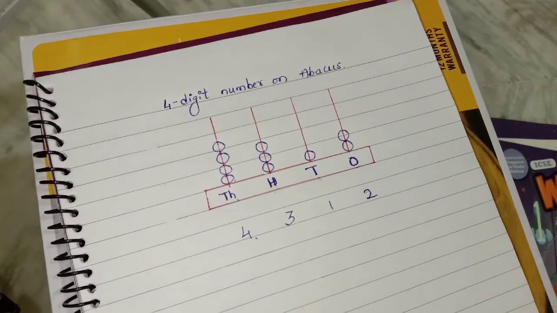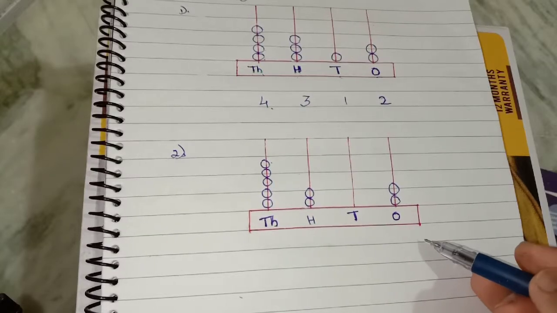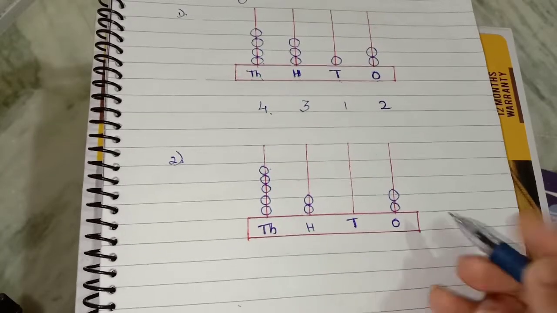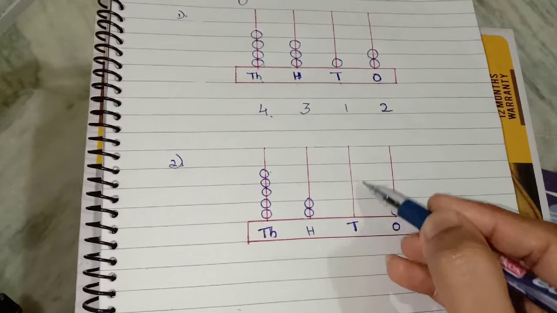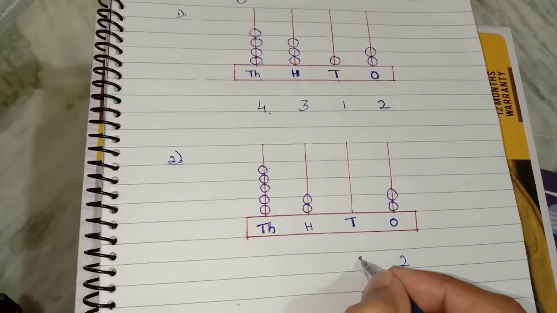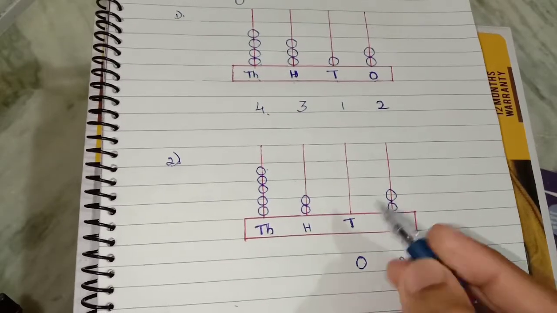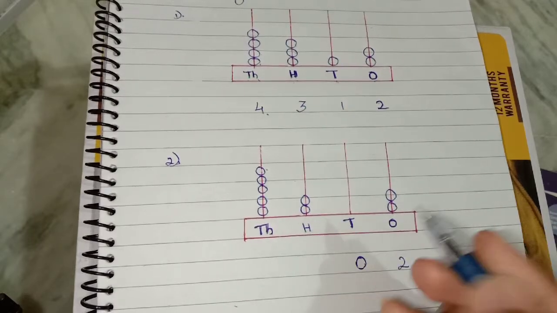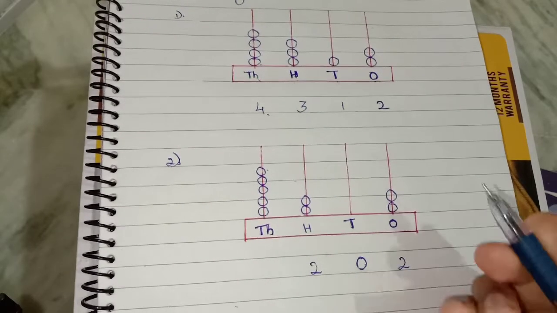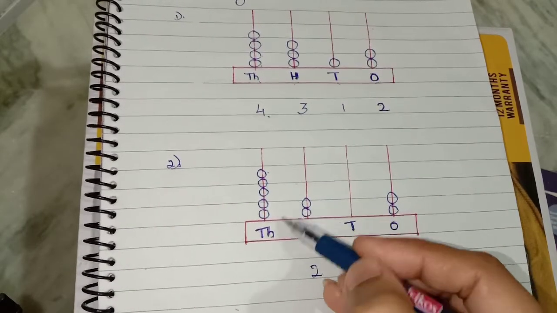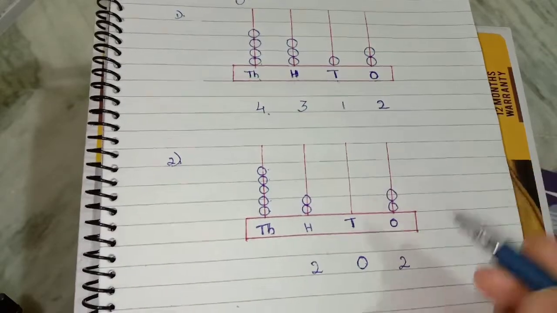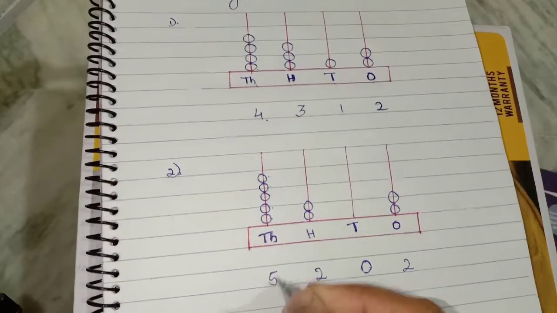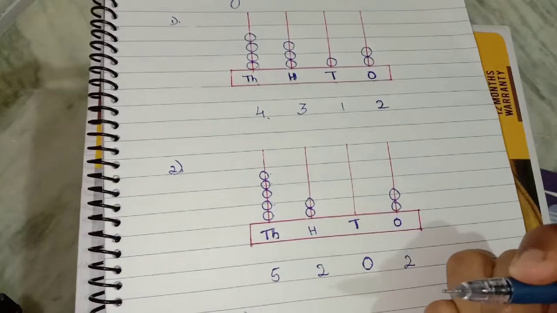Okay. We have one more example. See, in ones place we have 2 beads. In tens place we don't have any beads, which means we'll write 0. In hundreds place we have 2 beads. In thousands place, how many beads are there? 1, 2, 3, 4, 5. So we have 5 beads in thousands place.